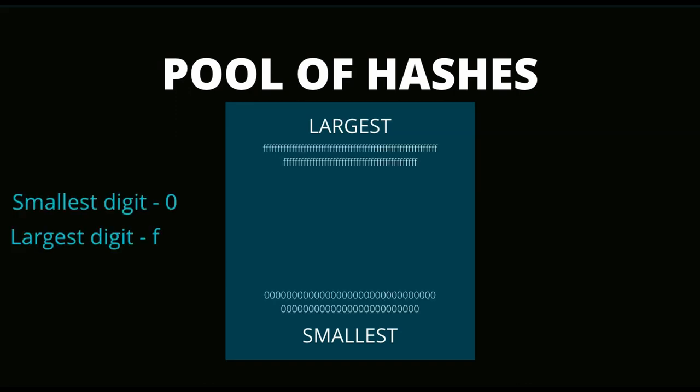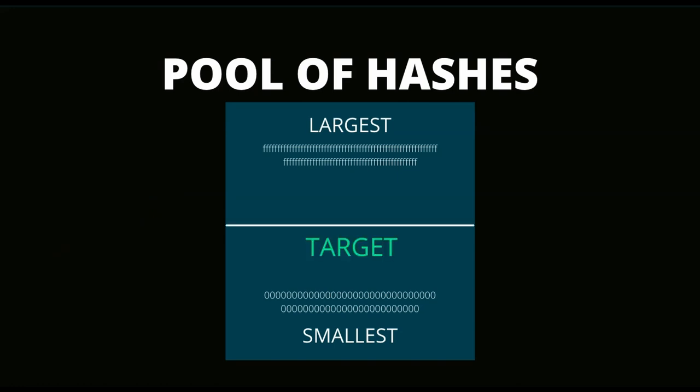So the smallest one will have all zeros, because of course, zero is the smallest digit. And the more zeros there are in the number at the start, the smaller the number is. And then the largest hash will have all Fs, because F is the largest digit in a hexadecimal number. Now the blockchain algorithm or the mining algorithm will generate a target limit for hash values for the miners to accomplish.